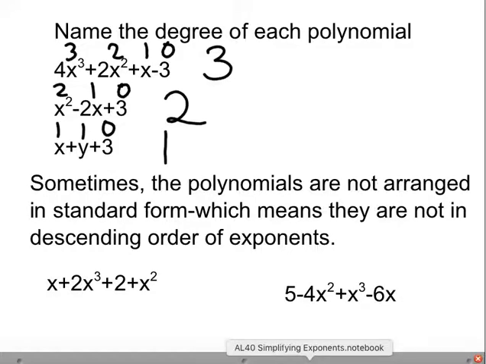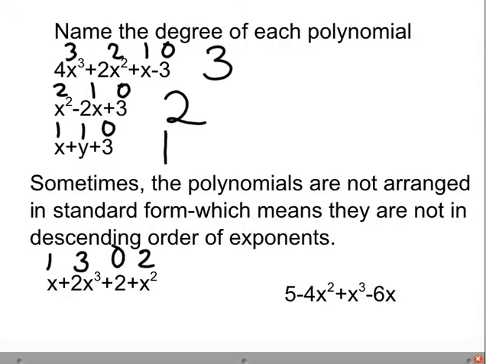Sometimes the polynomials are not arranged in standard form. So we need to make sure that we have them in descending order of exponents, meaning highest to lowest. So let's find the degree of each, then put them in order. In the first one, x has a degree of 1, 2x cubed has a degree of 3, 2 has a degree of 0, and x squared has a degree of 2.